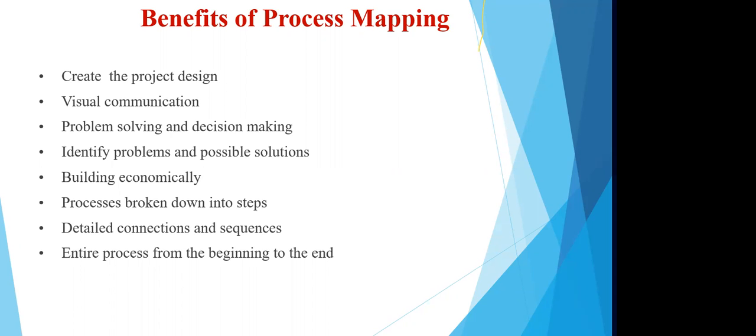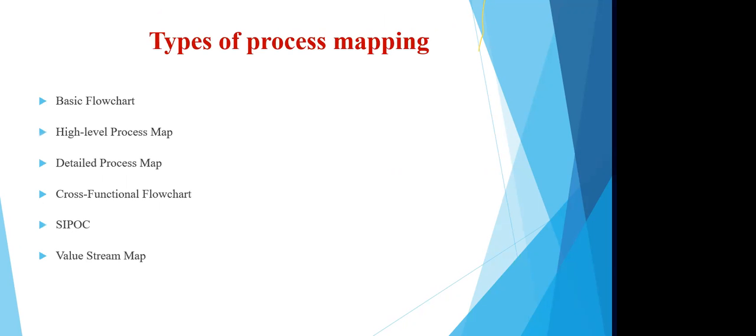So after looking into the benefits of process mapping, now let us look into the different types of process mapping. The first type of process map, which we are all aware of, is a basic flowchart. So now there are 6 types of process maps that we can use. Let us see when we can use each process map and how to choose the type of process map that is most suitable for your organization or for the goal that you are trying to achieve. So first one is basic flowchart.